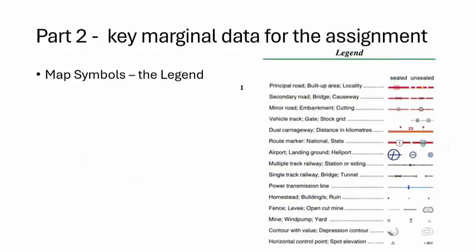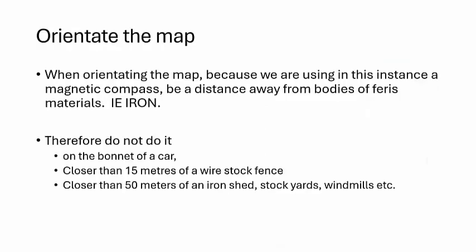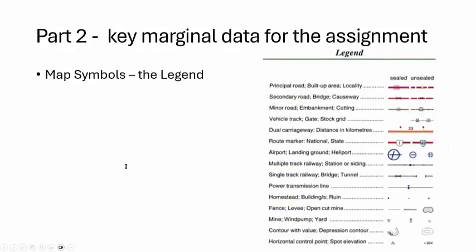You've got to be a certain distance away, at least 15 metres from a wire stock fence. Don't be closer than 50 metres to a shed or a set of stockyards. Windmills, likewise, lots of iron in windmills. They will mess with your compass reading. Take these things into account. Now, typically, if you're going for a walk to end feral biological items, your tool for doing so will typically have a chunk of iron in it, you need to separate your compass from that tool, or it will likewise give you a false reading.